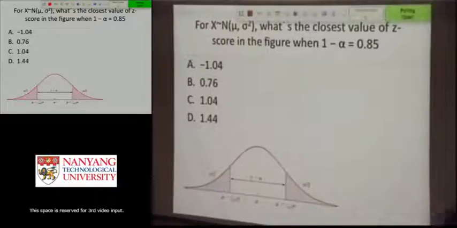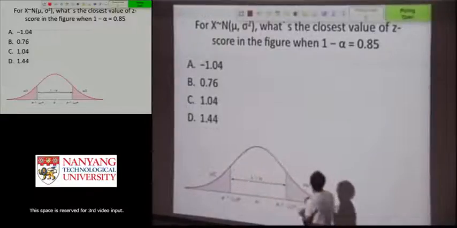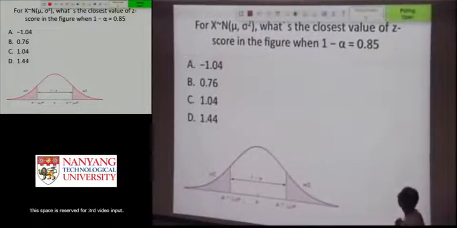So for a random variable x satisfying a normal distribution with mu and sigma squared, what's the closest value of the z score in the figure? The figure is here, 1 minus alpha, from here to here, equals 0.85. So you can key in your answer anytime.